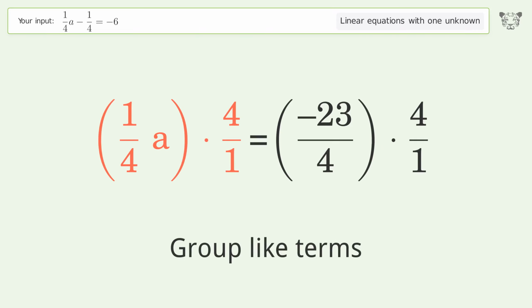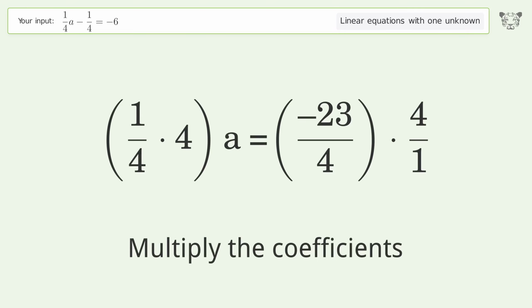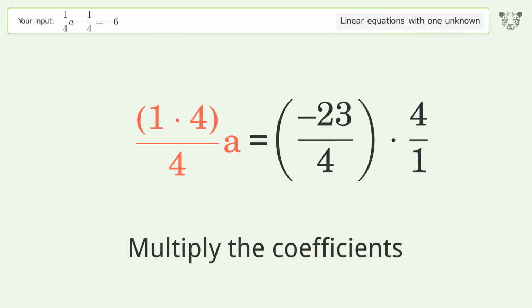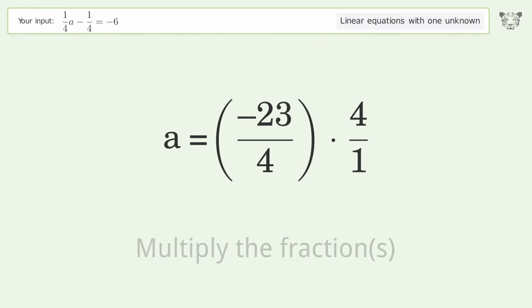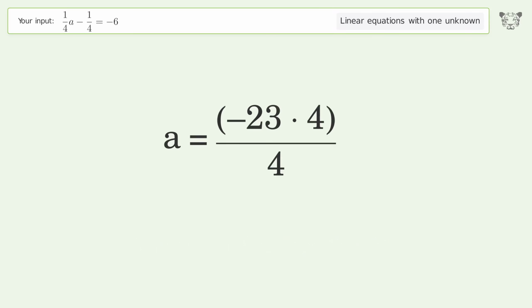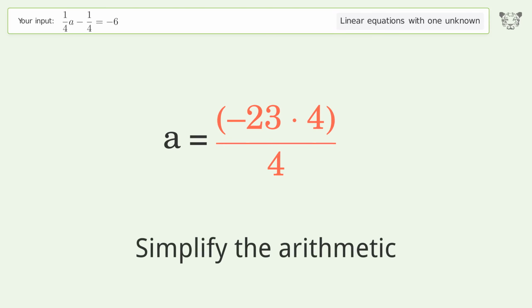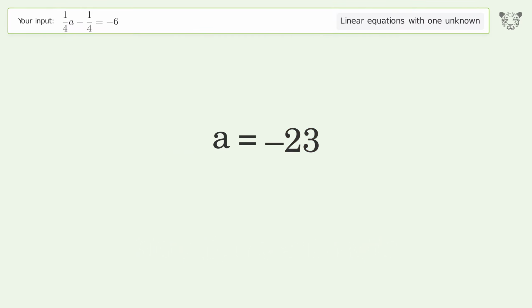Group like terms. Multiply the coefficients. Simplify the fraction. Multiply the fractions. Simplify the arithmetic. And so the final result is a equals -23.